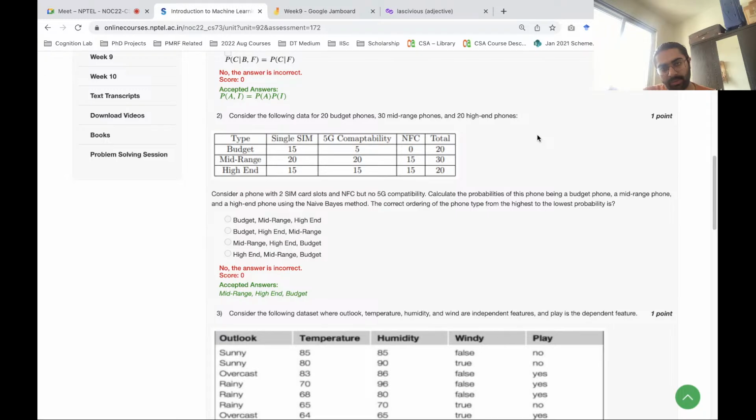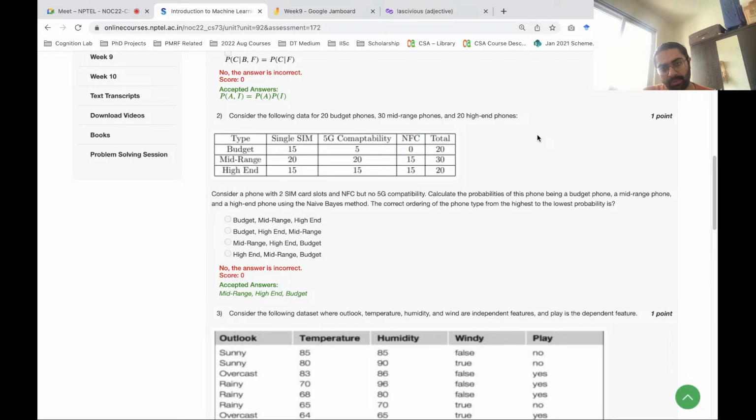Right, this is one. Then we'll do one of these. For example, let's say the probability of S bar given budget. Probability of S bar given budget. Okay, so what would this value be from this table? Probability of S bar given budget. 5 by 20. 5 by 20, right?